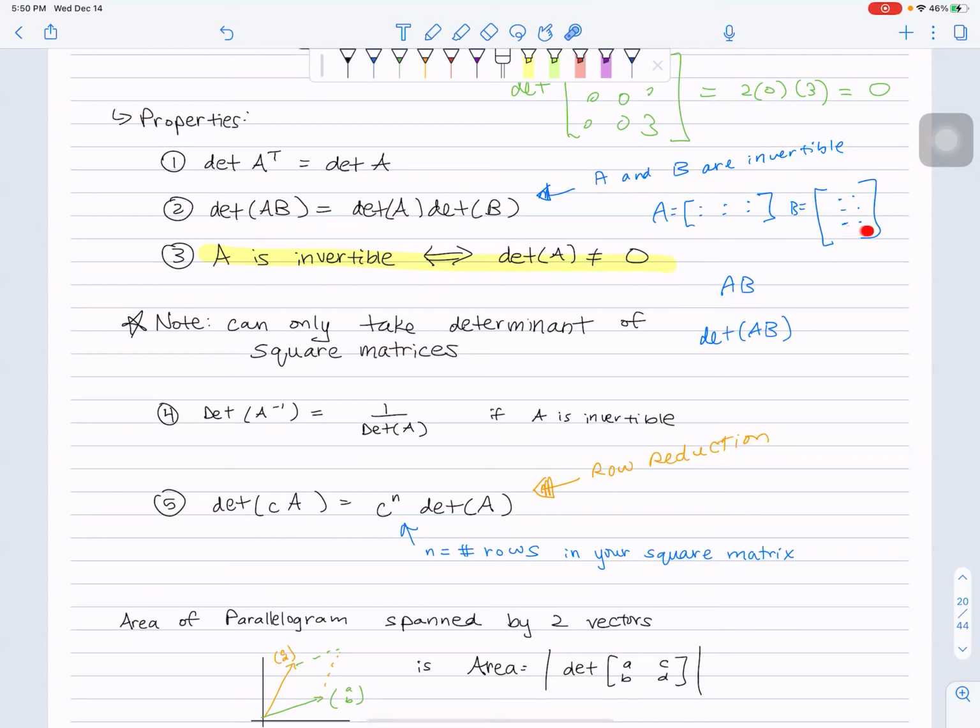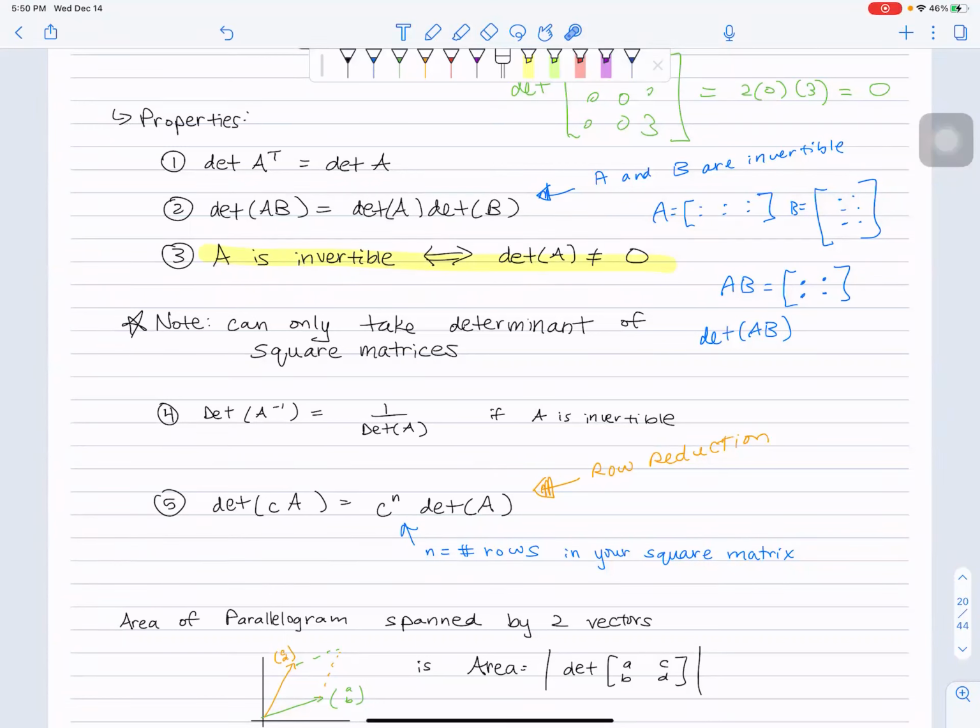Yes. As long as once you multiply AB, it's going to be a 2 by 2 matrix. As long as that is invertible, then you can take the determinant. Or as long as it's square, you can take the determinant. So the product has to be square. Yes.